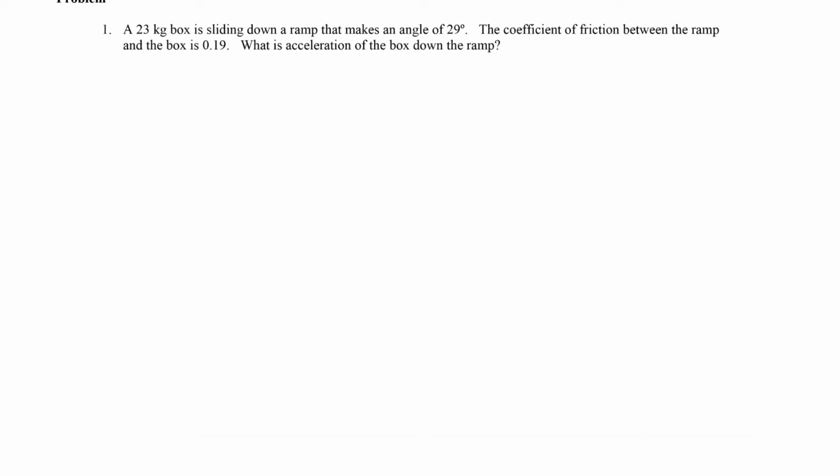A 23 kilogram box is sliding down a ramp that makes an angle of 29 degrees. Find the coefficient of friction between the ramp and the box, and the acceleration of the box down the ramp. Alright, I'm going to draw our diagram. We'll draw it in red: Fx, Fy.